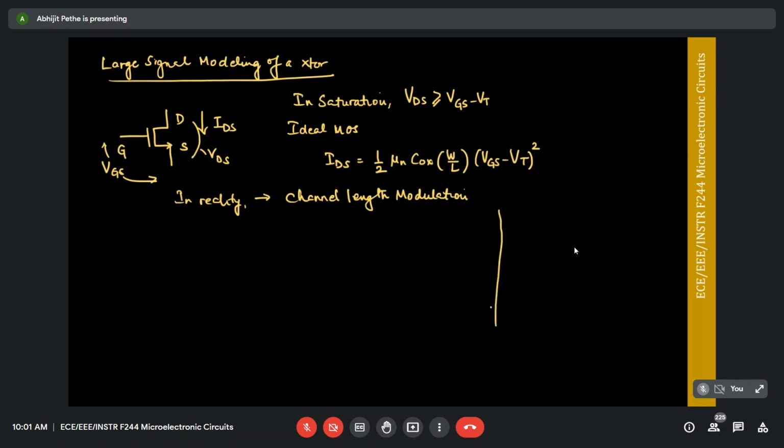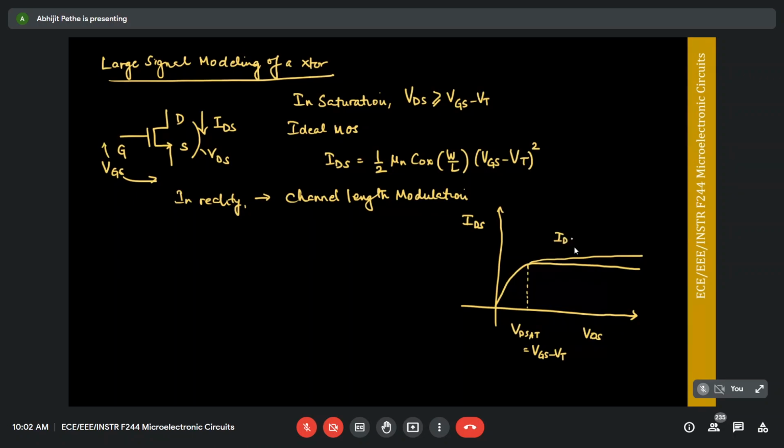So for example, if you remember the output characteristics of the transistor, our output characteristics in the square law look like this. Till this point, which is your VD sat, the ID VDS relationship was initially linear, then became parabolic, and beyond VD sat it was a constant. Now in reality, however, the ID VD relationship in saturation looks something like this. That is, IDS is proportional to VDS. As I increase VDS, I get more and more current, right?